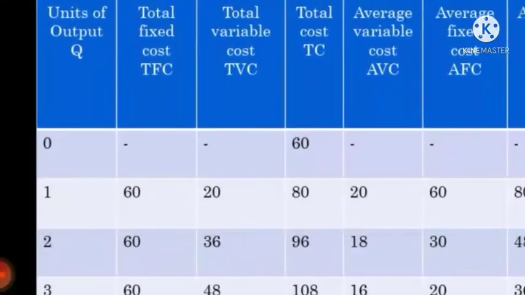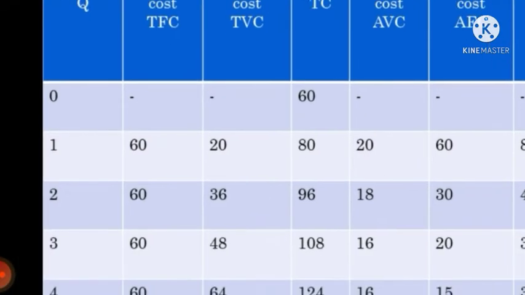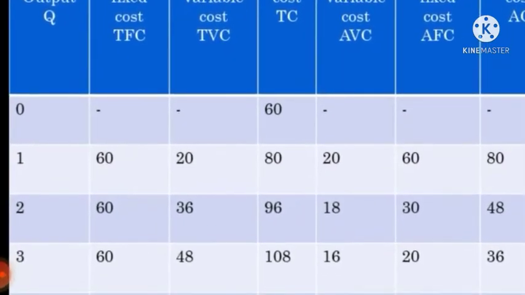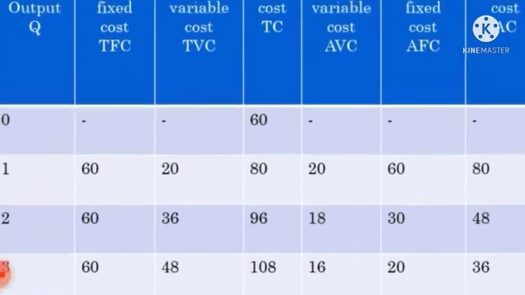So, here at quantity 1, 60 plus 20 is equivalent to 80, which is the total cost at quantity 1. Next, 60 plus 36 becomes 96. And so on and so forth.